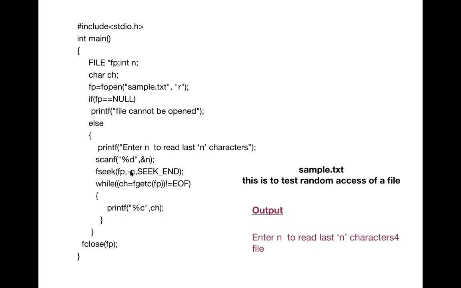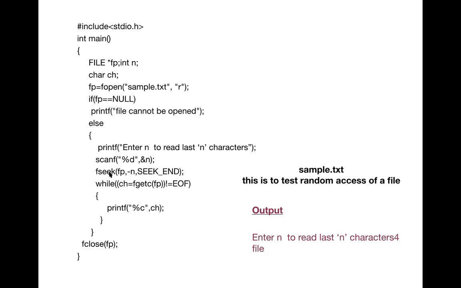So I'm going to move 4 bytes backward from the current position. So from the end, okay? From the end, I'm going to move 4 bytes backward. So here, my file pointer will be pointing here. Now from there on, I'm reading it. So you can see the output will be 5, okay?